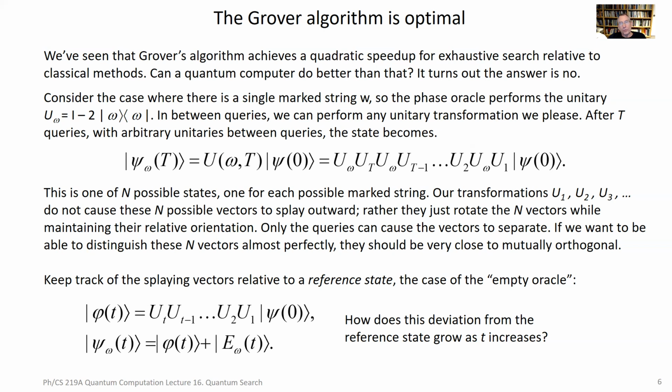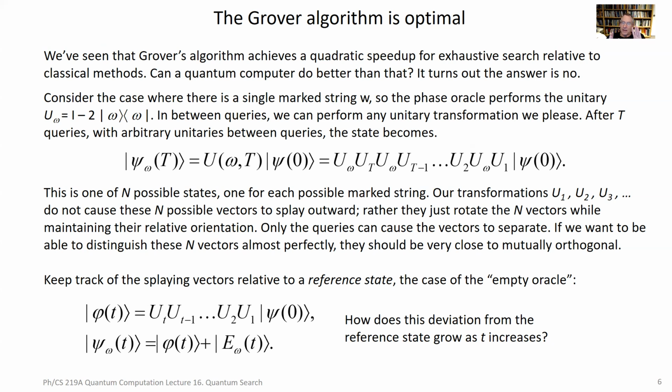Now, the unitaries that we do don't make it easier to tell the different marked states apart. So what we would like is for these capital N possible vectors we could get once we're done to be as distinguishable as possible, so that we can measure and find out as much information as we can about which omega it really was, okay?